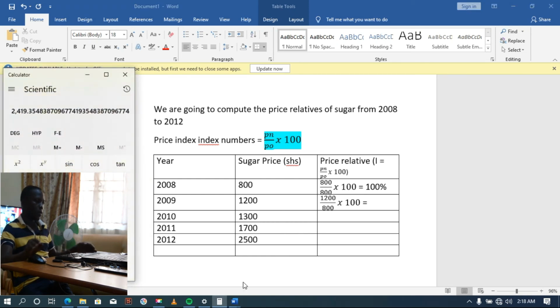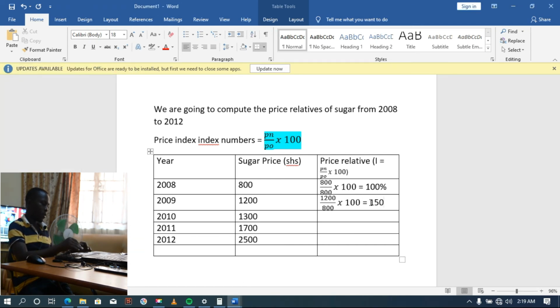Let's have our calculator and check. 1200 divided by 800 times 100, we get 150%. Sometimes they may ask you to comment on the price index you've got. Whenever the price index happens to be greater than 100, you talk about an increase. In case it is less than 100, talk about a decrease. For example, here we have a price relative of 150. It shows that there was a 50% increase in the prices of sugar in 2009, taking 2008 as the base year. If it was less than 100, you talk about a decrease.